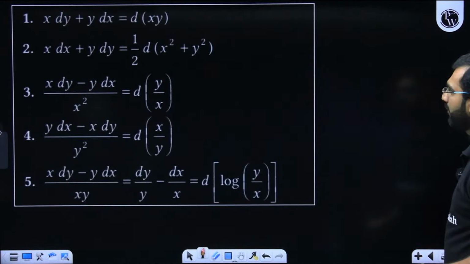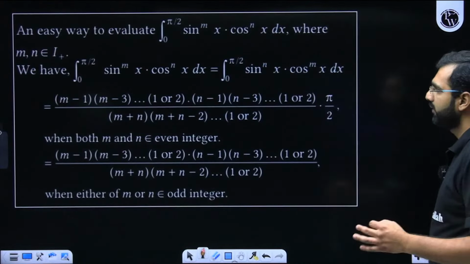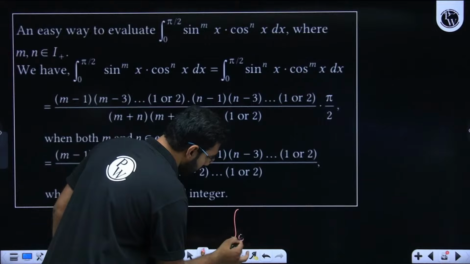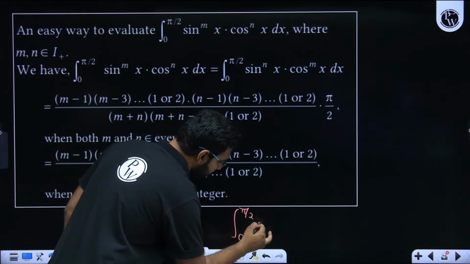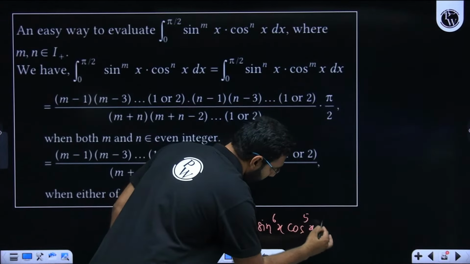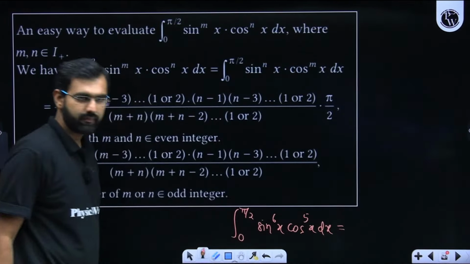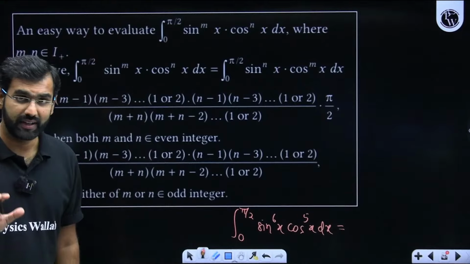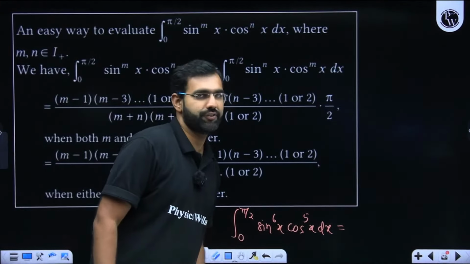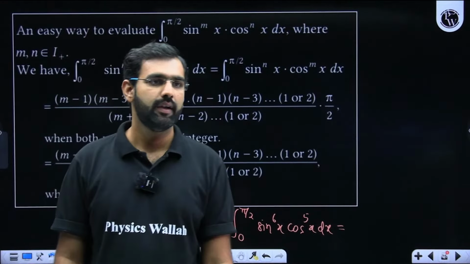This is Wallis's formula. You can remember it directly. I'll give you an example with that. You might be remembering it. Simple example I'll take. Let's say you are given integration from 0 to pi by 2 of sin x to the power 6 and cos x to the power 5. Remember, the condition or the catch here is that the integration from 0 to pi by 2 should be there, sin x and cos x should be there, and their powers should be given.